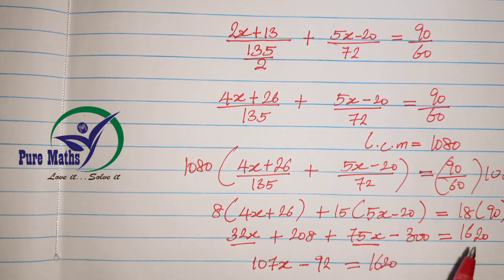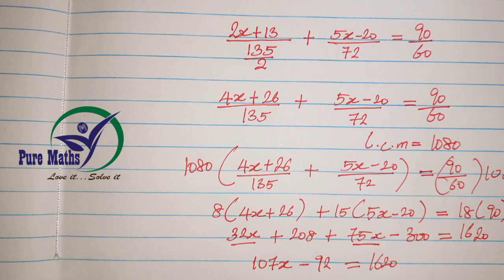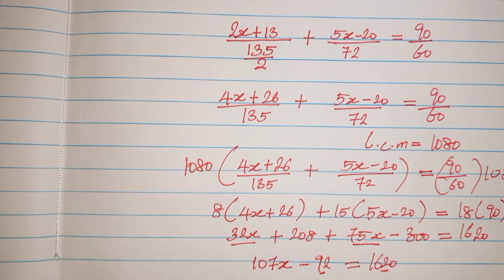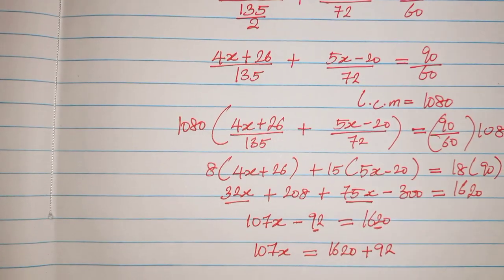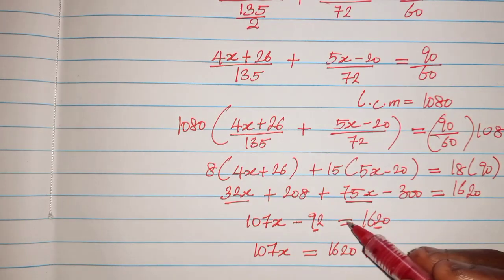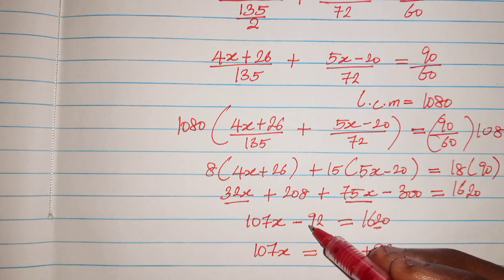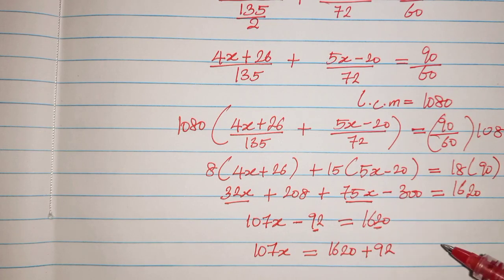1620. Okay, so next thing for us to do is to transfer this number to the other side. So we'll be having 107x equal to 1620 plus 92, because we know that when a negative number crosses the equal sign, it becomes positive, so that is why it changes to positive here. So you're having 92 here.